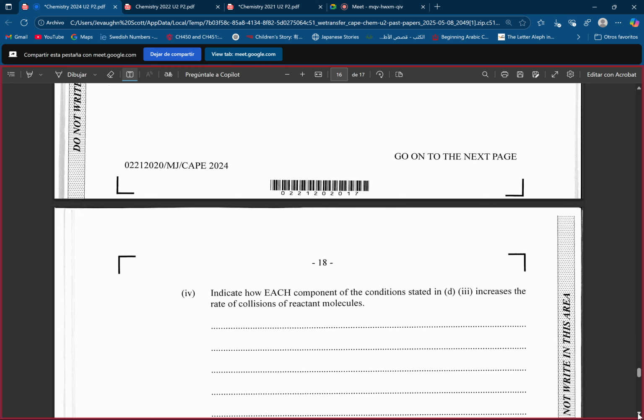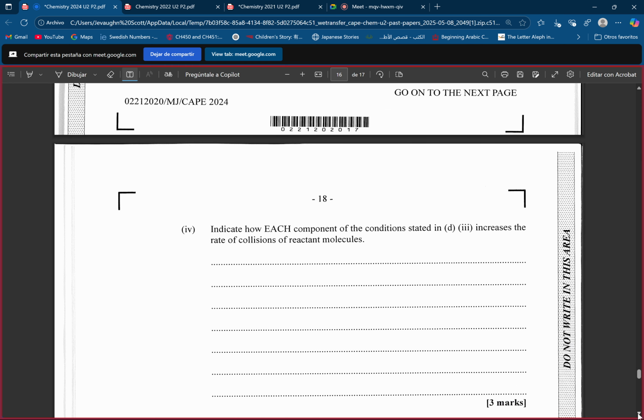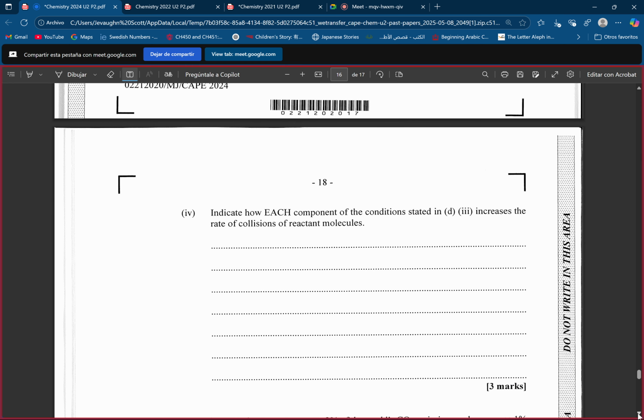Let's move on. Indicate how each component of the conditions stated in D3 increases the rate of collisions of reactant molecules. This is Unit 1 again.